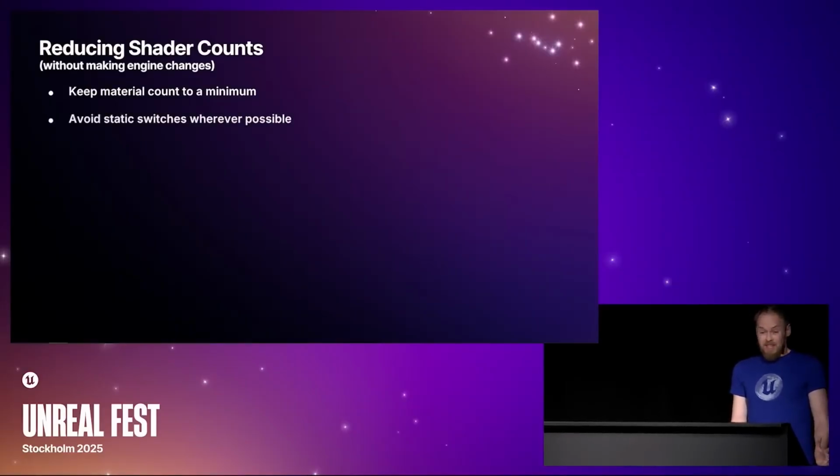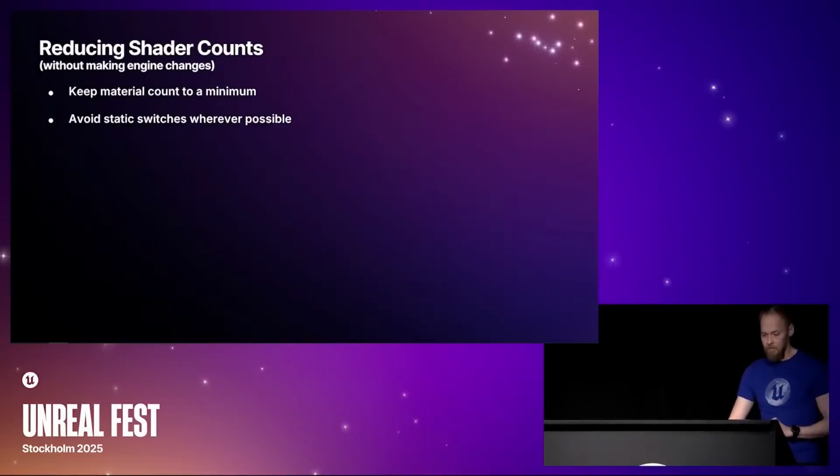Second is just avoid static switches in base materials and material functions whenever you can. Prefer uniform parameters even at the cost of increased instruction count, and don't assume that higher instruction count means slower, just profile. Possibly it's not going to help in the way you think it will, especially on more modern hardware.